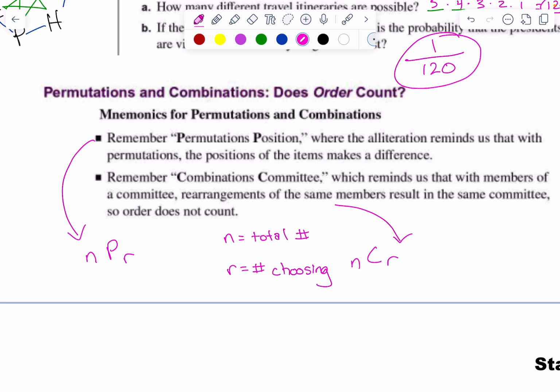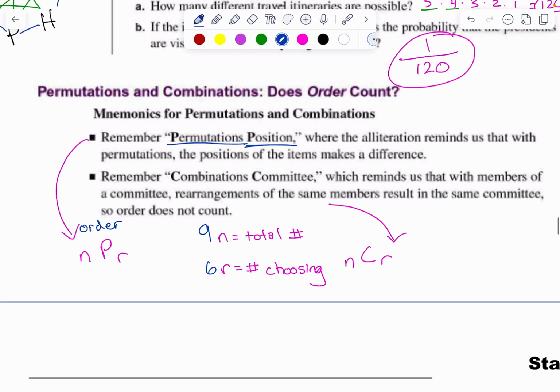Okay, so maybe I'm lining 6 of you up for a photo, but there's actually 9 people in this room, right? 9 people would be my N. My R would be 6. There are 6 of you out of 9, right? Now, if the order matters, right? Permutation, position, order matters. Put the word order here. Order matters, it would be a P. If the order doesn't matter, if I don't care where you're standing, no order.